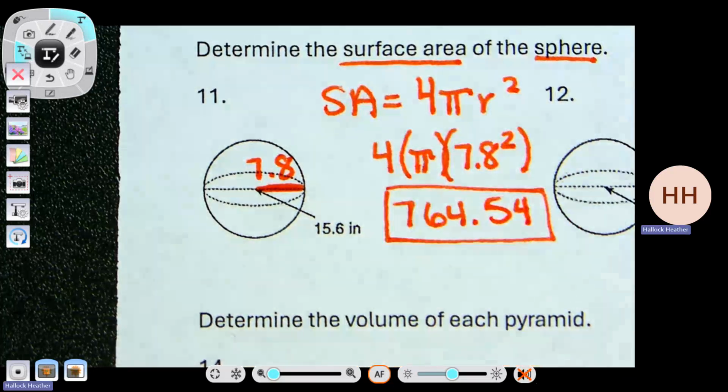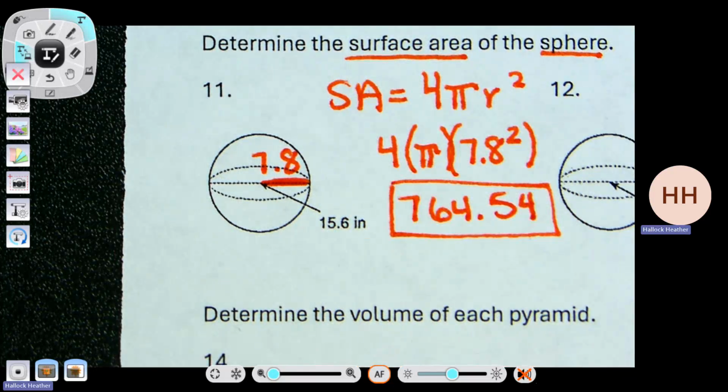Okay, take a second, try 12 and 13 because you already have it typed in. You just need to change the radius. Try 12 and 13 because you should already have it typed into your Desmos calculator. So all you have to do is change the radius. It's typed into Desmos already.